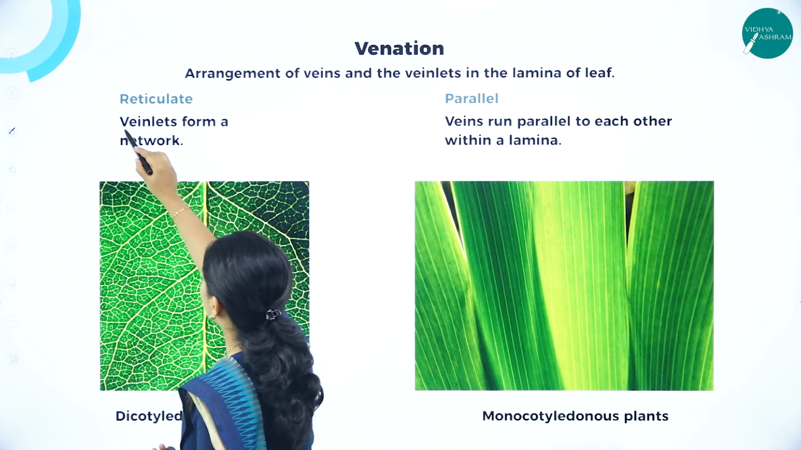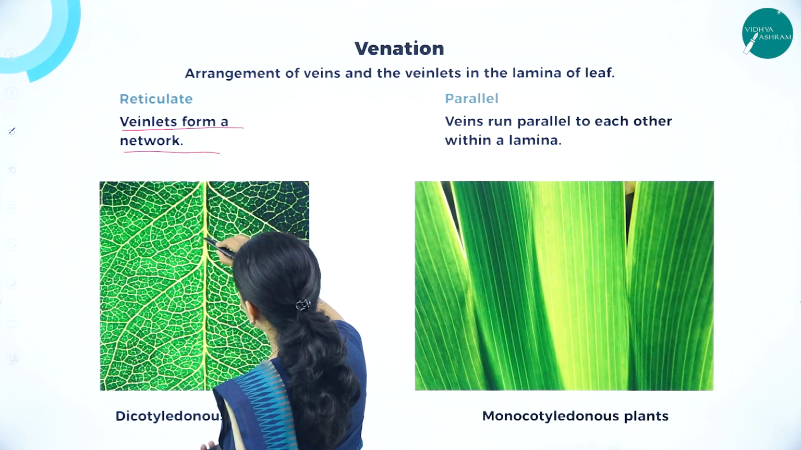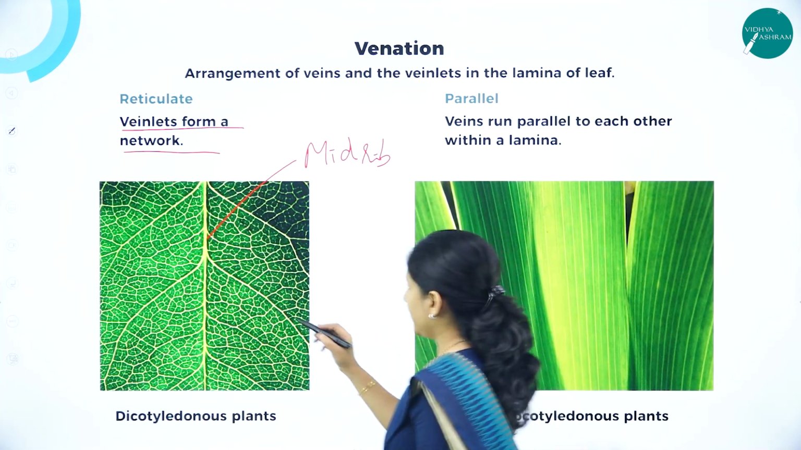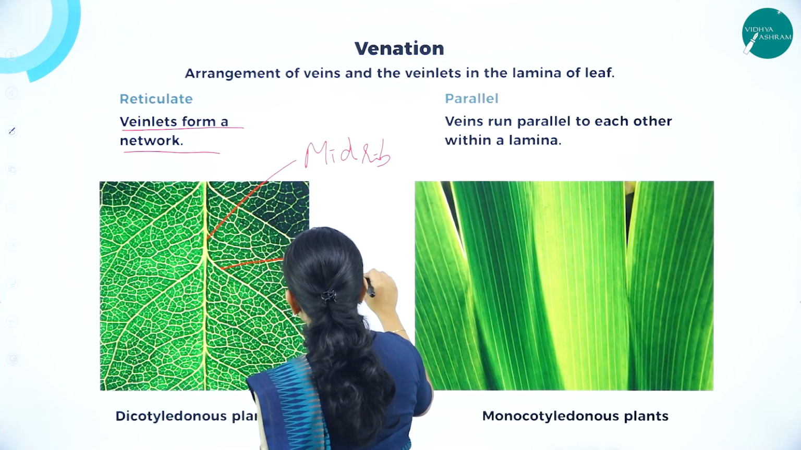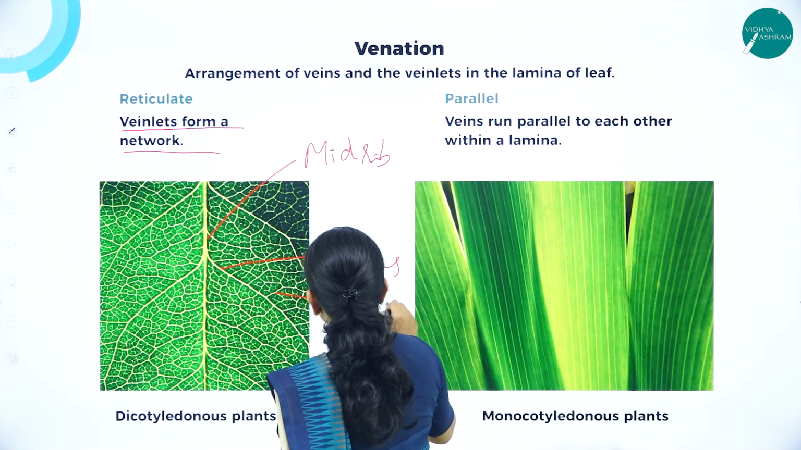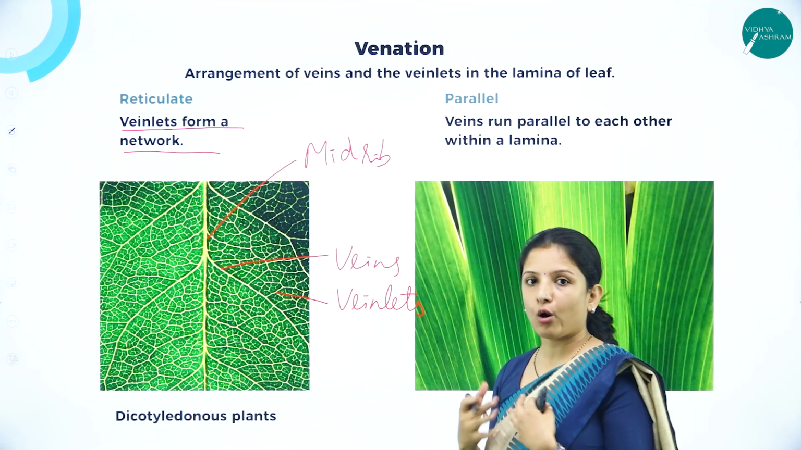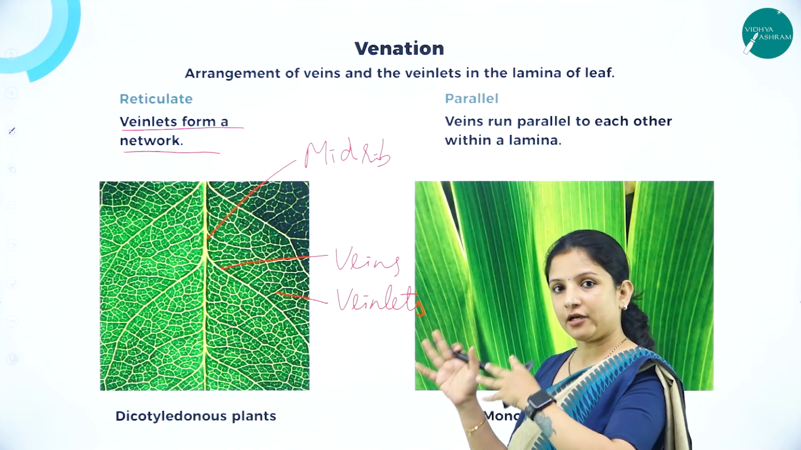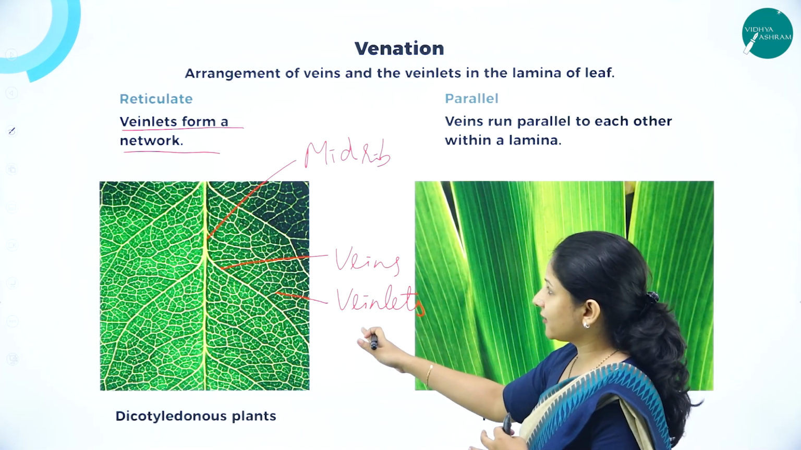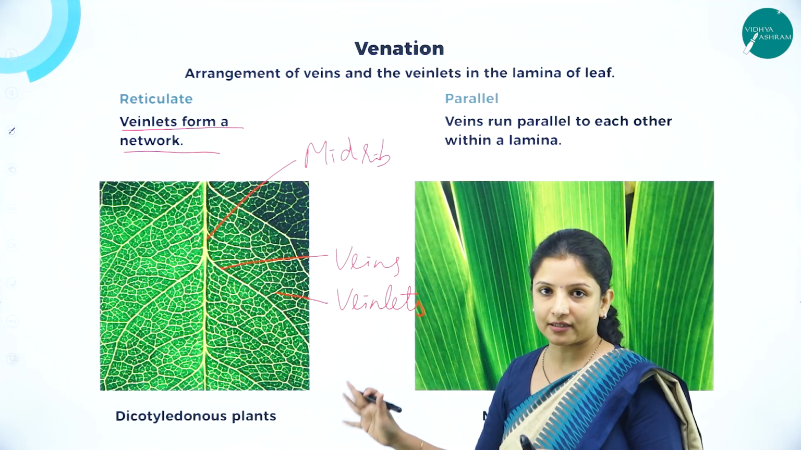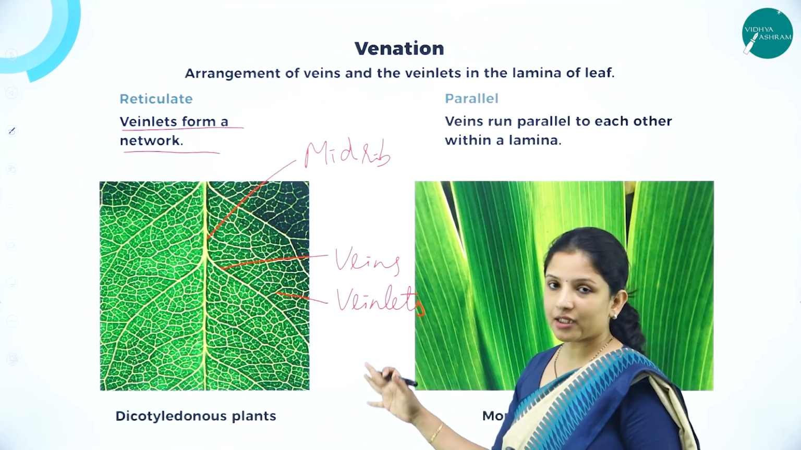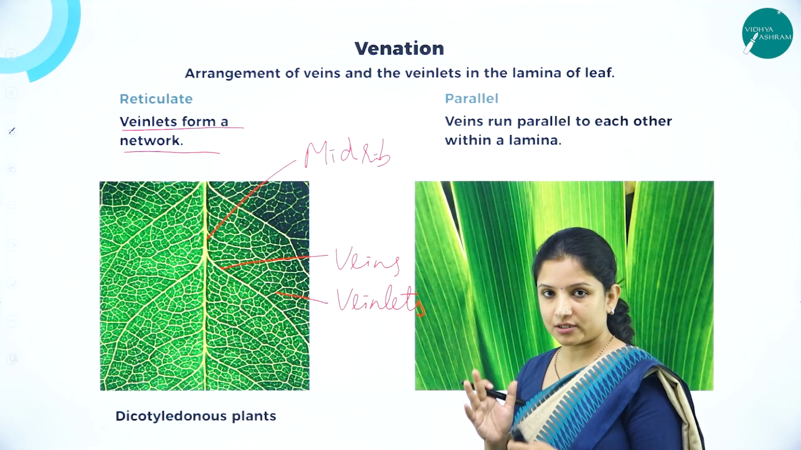In reticulate veination, the veinlets form a network. If you can see here, there is the most prominent vein, that is the midrib. From the midrib, veins will arise, and from these veins, lots of veinlets will arise. Therefore, it leads to a network arrangement of veins, and such a network is called reticulate veination. This is one of the most characteristic features to distinguish between a dicot and a monocot, because reticulate veination is seen only in dicotyledonous plants.